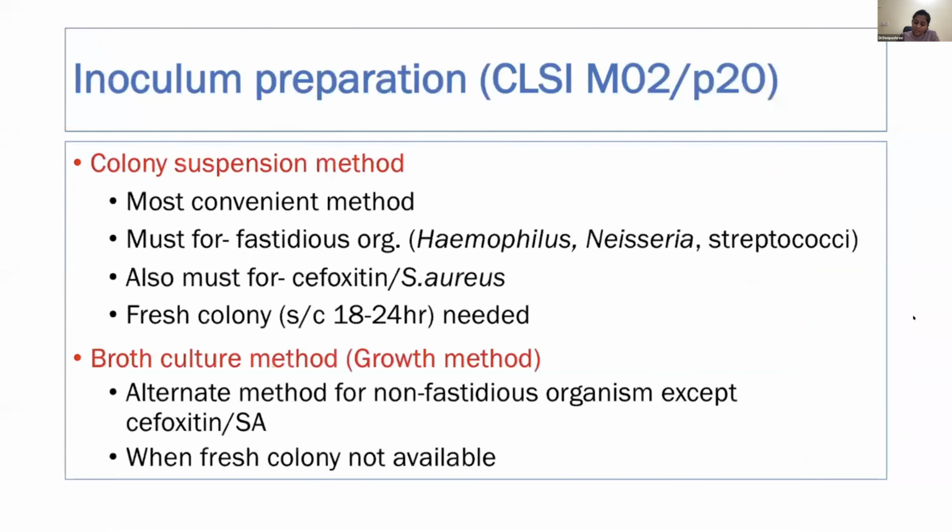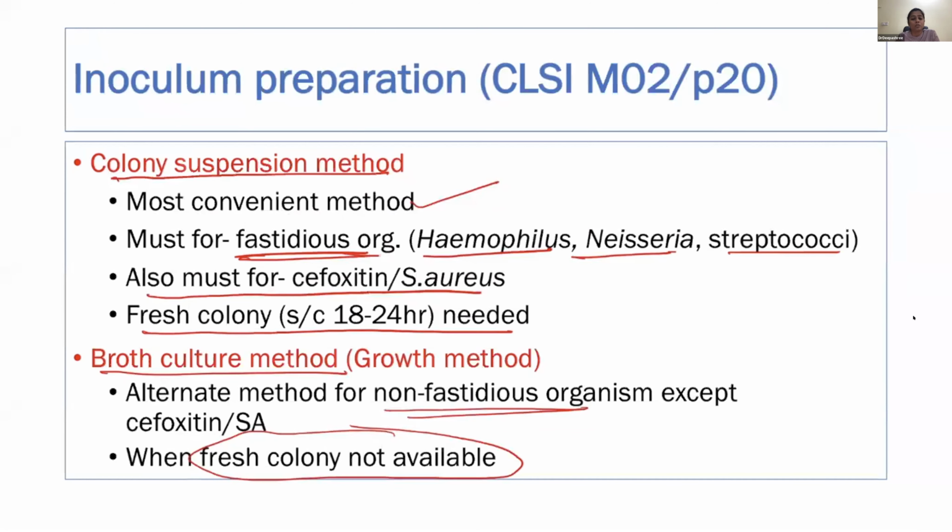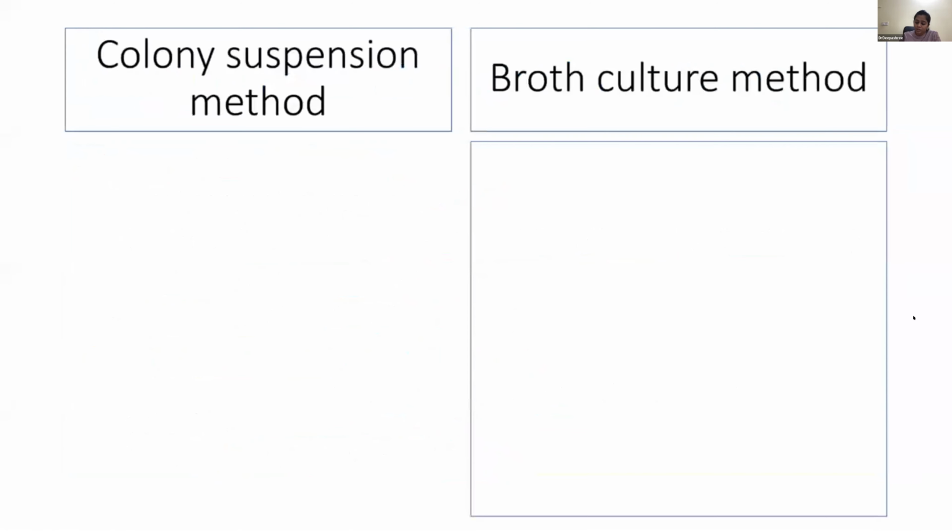Okay, so this is a list where colony suspension method is important and broth culture. Colony suspension is the most convenient method, a must for fastidious organisms, as we have already seen in the MCQ, that is Haemophilus, Neisseria, Streptococci and others. Also a must for cefoxitin and Staph aureus, and when fresh colony is there. The broth culture method is an alternate method for non-fastidious organisms, exception we have already seen, and when fresh colonies are not available, it is preferable that you do the growth method. Okay, so these are the points.